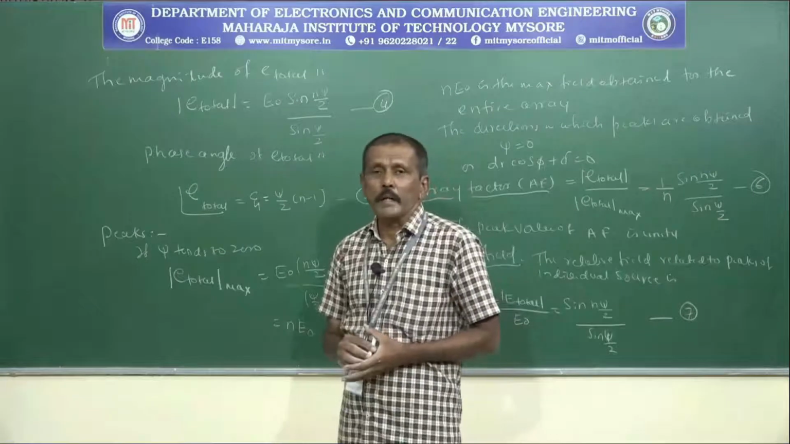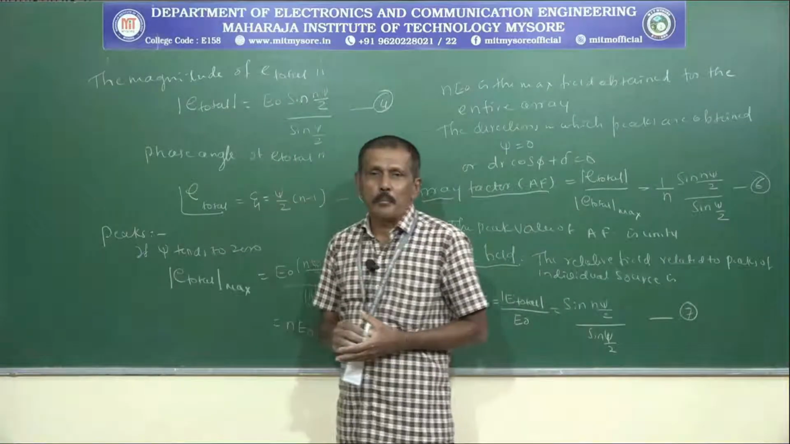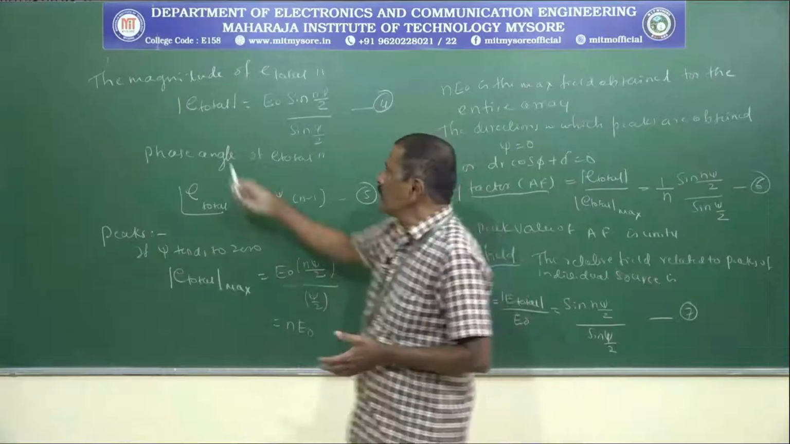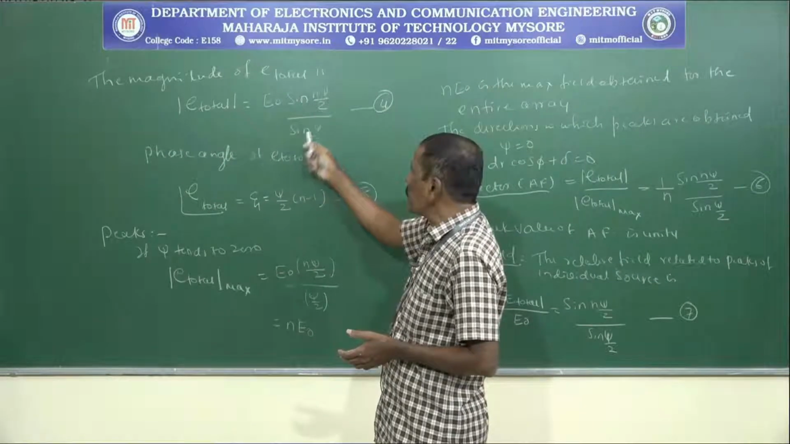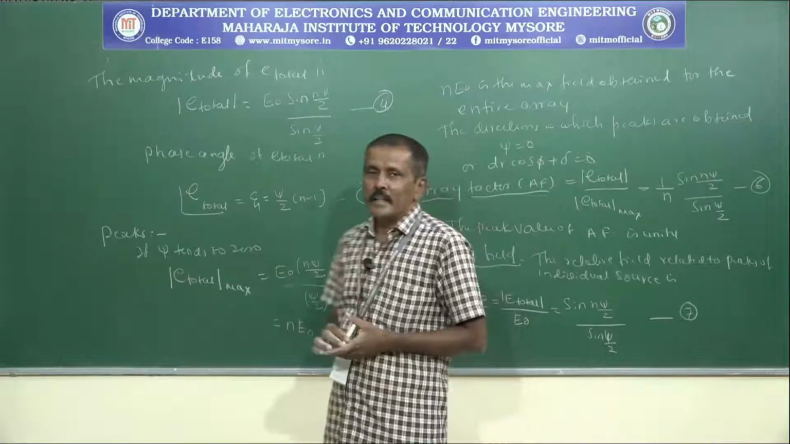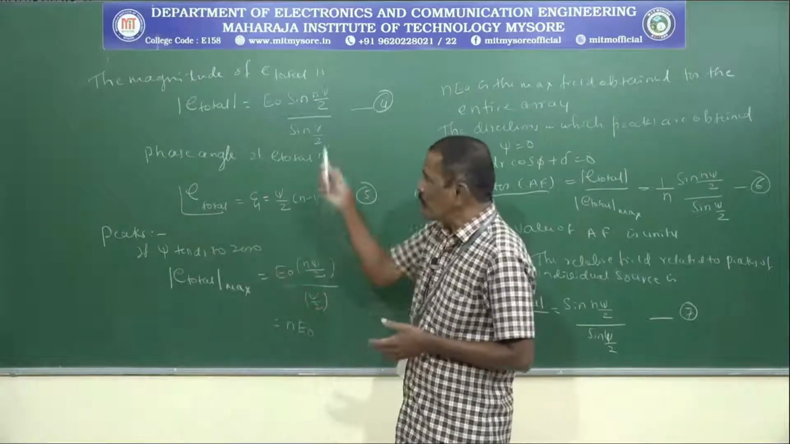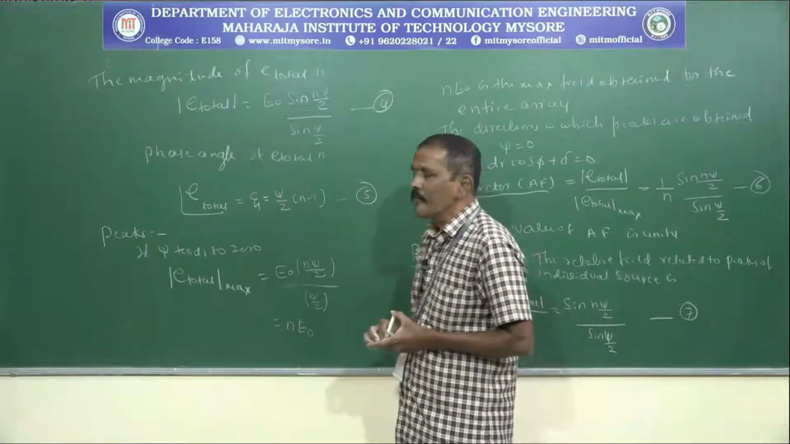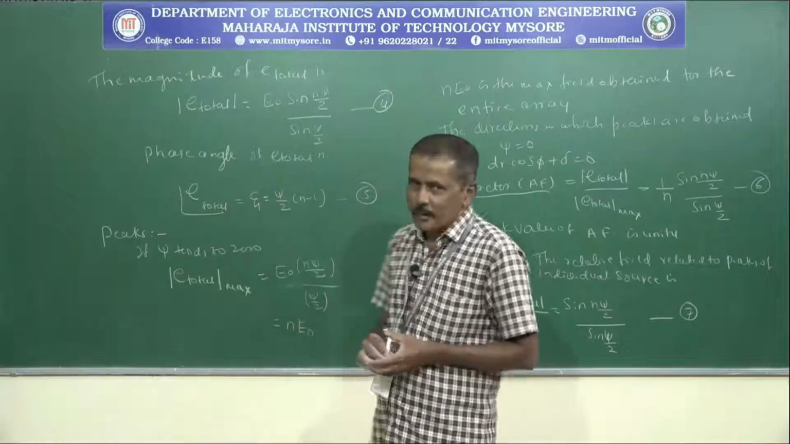Once we calculate the total field, we need to calculate the magnitude of the total field and the phase of the total field. The magnitude of the total field is given by E0 into sin of n psi by 2 divided by sin of psi by 2, and the phase angle of the total field is psi by 2 into (n minus 1). Once you calculate this, then you have to calculate the peaks.